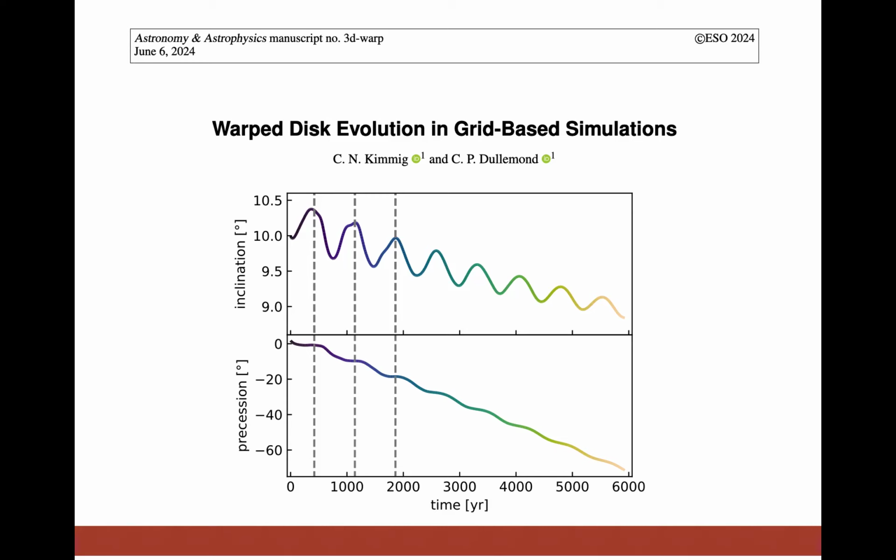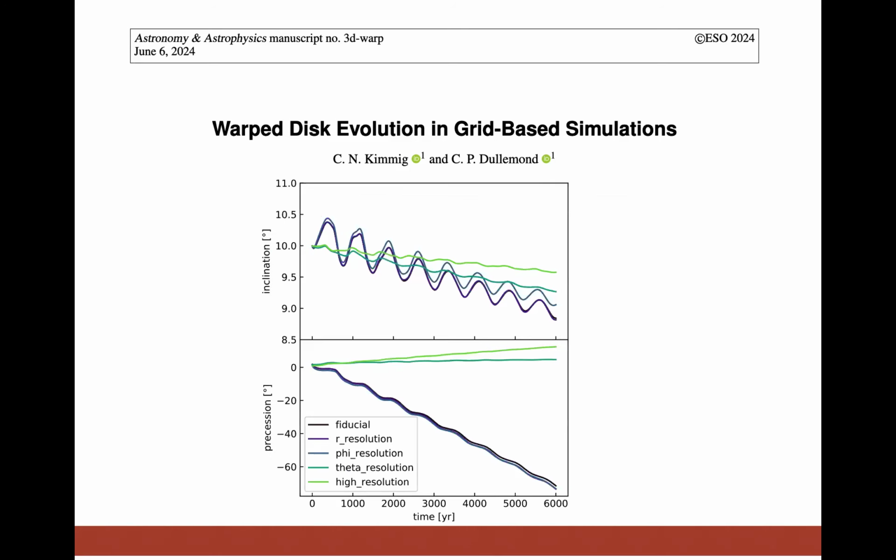It's bad news for grid codes, obviously. You don't want 70 degrees of rotation in your simulation without a physical reason. But then they looked at different resolution for the same thing, and it turns out it's actually a very easy problem to fix.